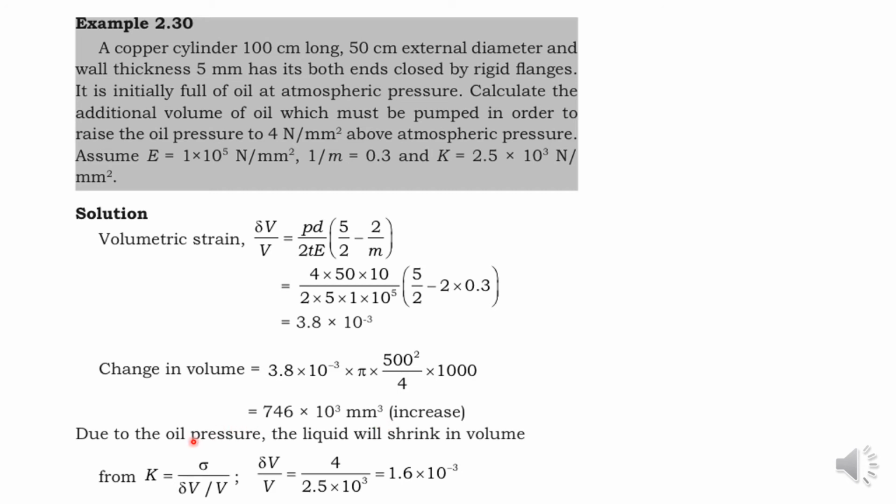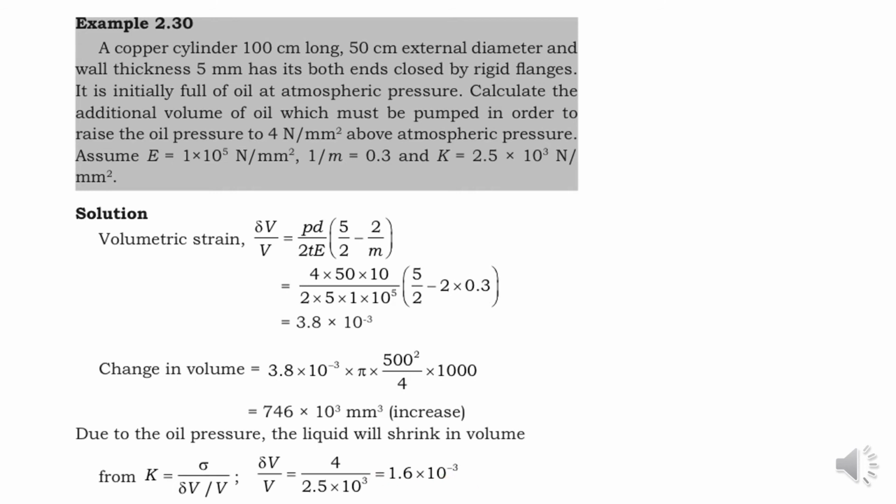Okay, due to the oil pressure, the liquid will shrink in volume. So we have the equation: bulk modulus is equal to uniform stress divided by volumetric strain, that is delta V divided by V. From that, delta V by V is equal to 4 divided by 2.5 into 10 raised to 3, and that is equal to 1.6 into 10 raised to minus 3. That is delta V divided by V, which is equal to 1.6 into 10 raised to minus 3.